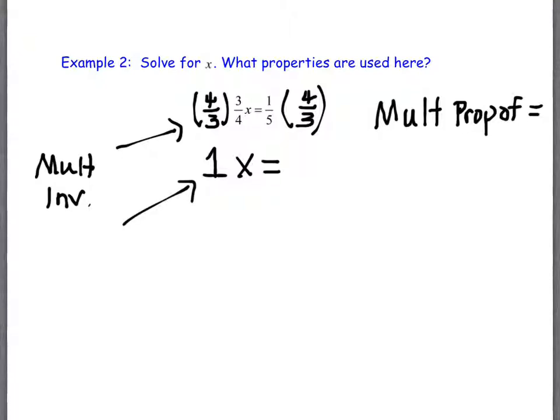Right? That's why I chose that, because that gives me the multiplicative identity. But what happens when I multiply 1 times x? That just gives me x. And that is the multiplicative what?